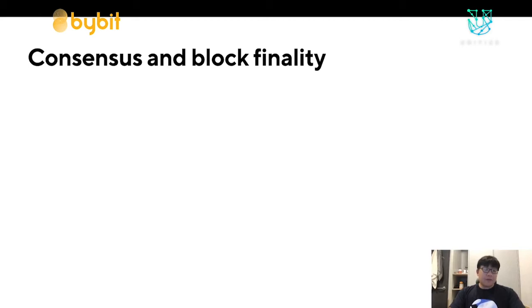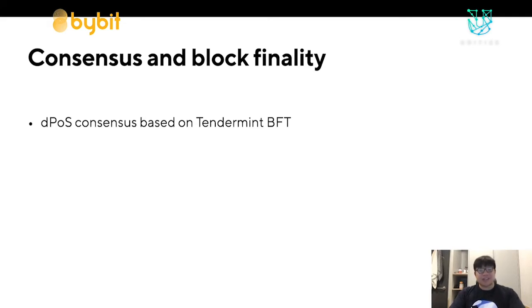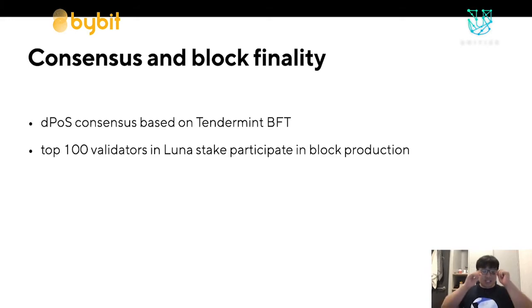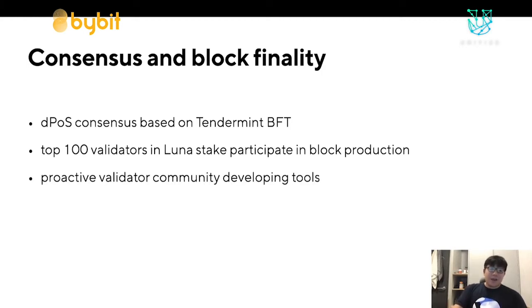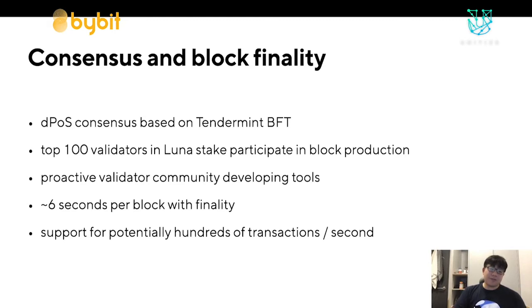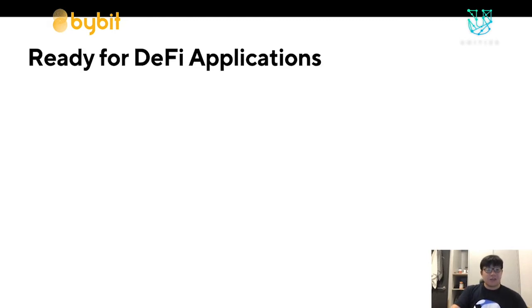So first of all, I'll have to go into the consensus and block finality of Terra. Terra is a delegated proof of stake consensus chain based on Tendermint BFT as a Cosmos SDK chain. How it works is that the top 100 validators in Luna Stake participate in the block production process. And we're lucky to have a proactive validator community who's actively developing tools such as block explorers and validator notifiers and other tools. Currently, we're at 6 seconds per block with finality, and we have support for potentially hundreds of transactions a second. Terra is a chain that is ready for DeFi applications.